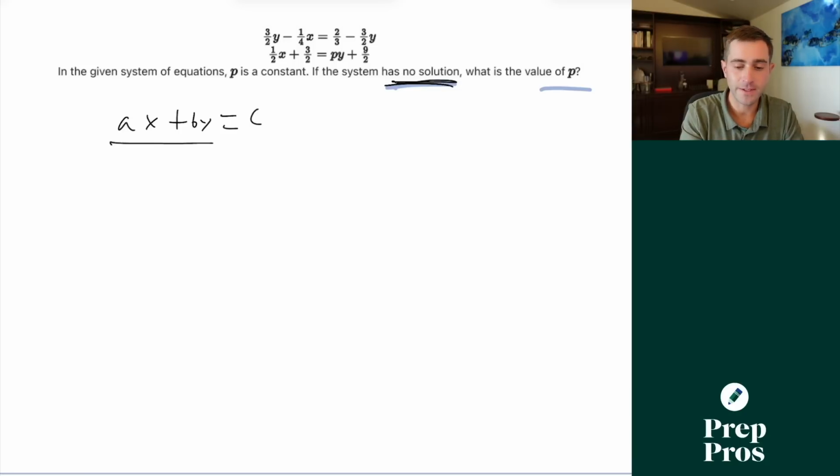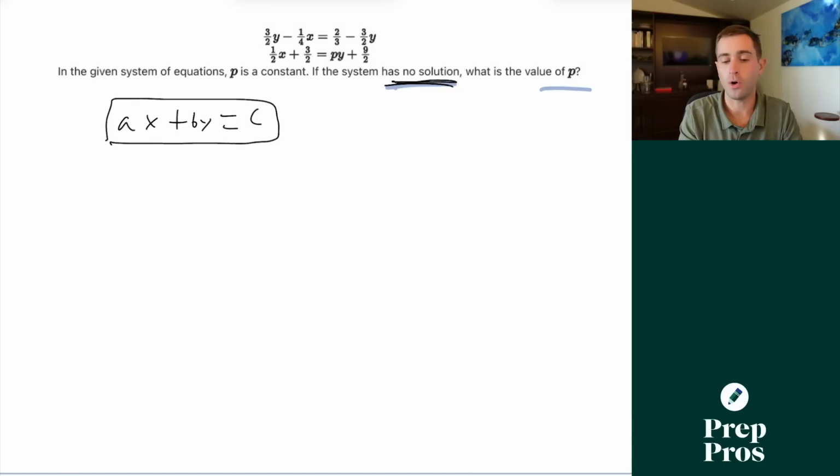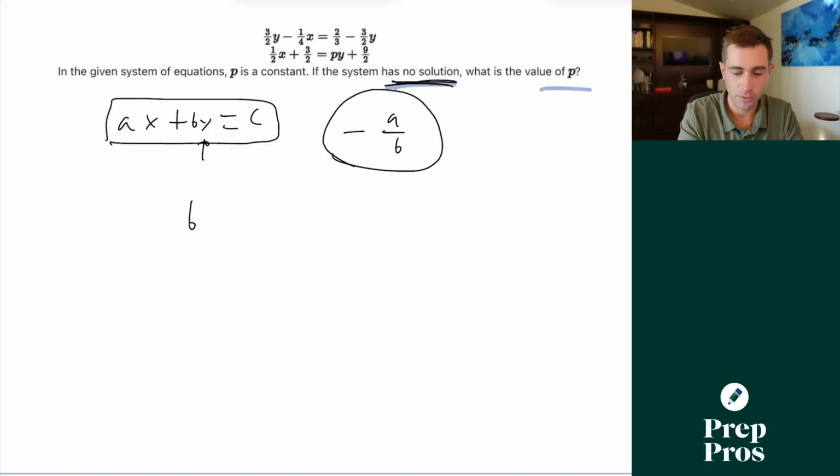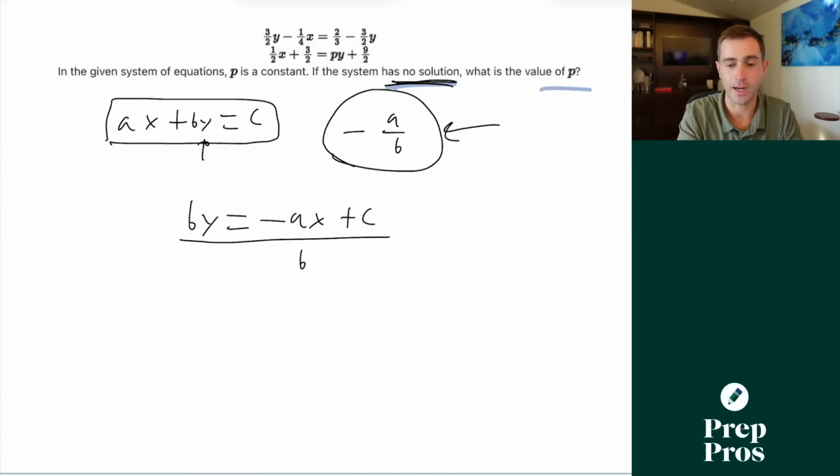Now, when stuff is in this standard form, you can always identify the slope by negative a over b. The reason this works is if we were to solve to put this in y equals mx plus b form, we'd subtract over the ax, divide by b. That would give us our slope of negative a over b. So I'm just going to go through that to make sure I didn't lose anybody there. So we'd have our by equals negative ax plus c. Divide everything by b. That's how we're getting our negative a over b.